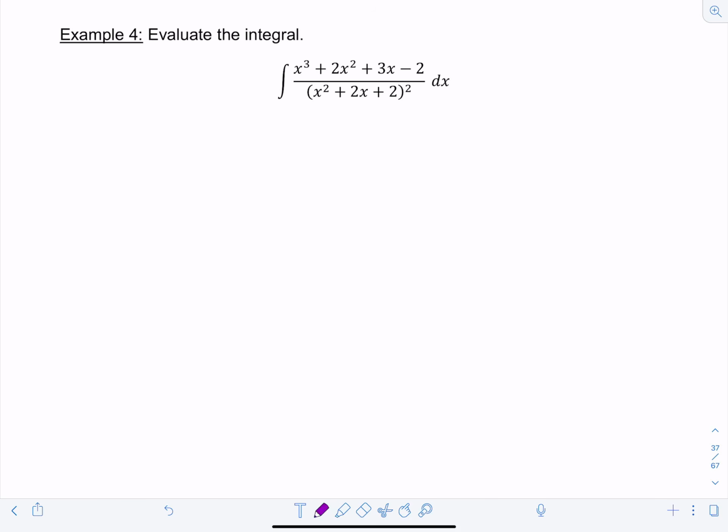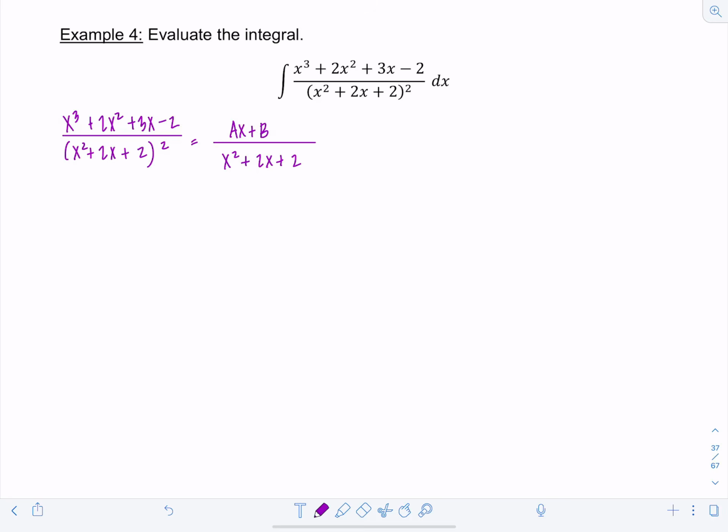Let's find the partial fraction decomposition. We have x cubed plus 2x squared plus 3x minus 2 over x squared plus 2x plus 2 squared equals. So remember, you start off by listing that factor just to the first power, and then you work your way up. So we have ax plus b in the numerator because it's a quadratic factor. And this is going to be x squared plus 2x plus 2 down here. Plus, now I have cx plus d over x squared plus 2x plus 2 squared.